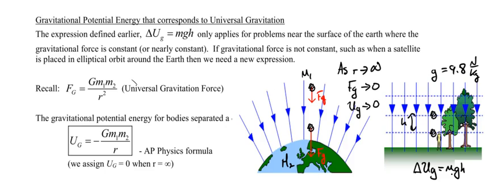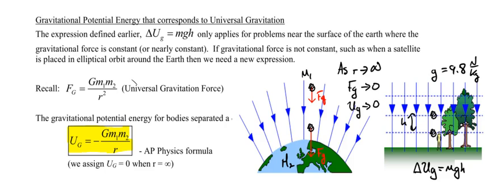The general equation for the gravitational potential energy of a system involving one mass, m1, and another mass, m2, is given by this equation over here. The gravitational energy, U sub g, is equal to the gravitational constant, times mass 1 times mass 2, divided by the distance. So it's directly proportional to the product of the masses and inversely proportional to the distance separating them.